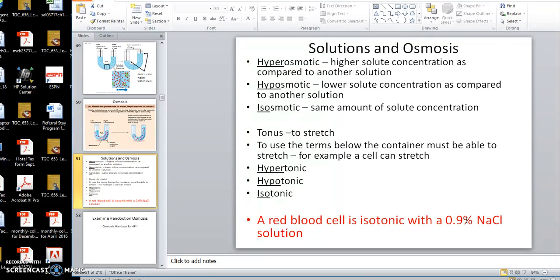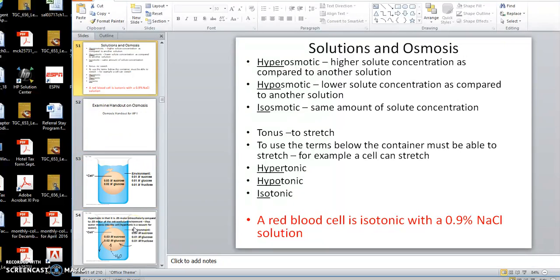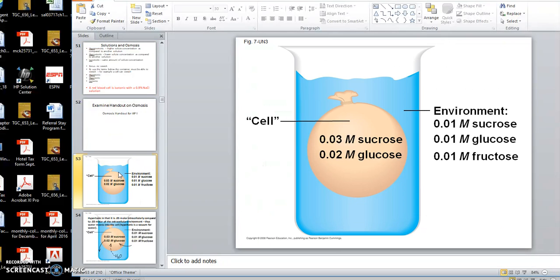If you put a red blood cell in a 0.9% sodium chloride solution, water will come in, but the same amount coming in will go out. Because at an iso, both sides are the same, so as much will come in as goes out. That's why 0.9% sodium chloride solution is called normal saline.